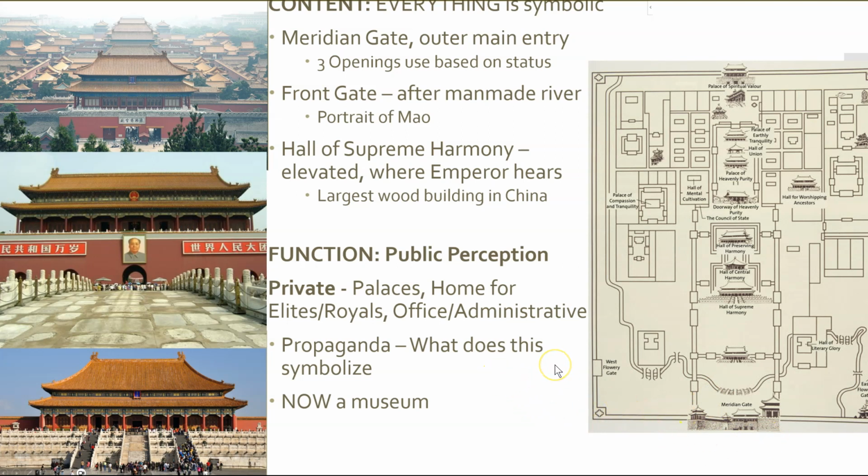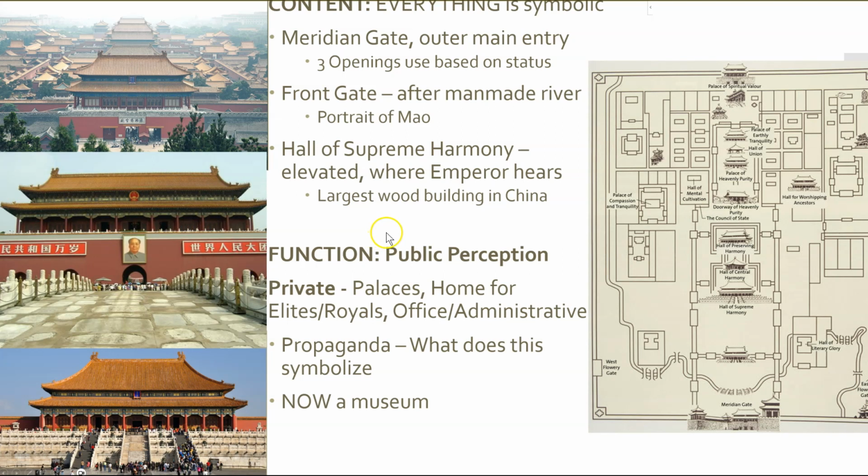There are 3 openings, so based on status, you'd be able to enter. One is reserved just for the emperor of the dynasty. The front gate is this middle one we see here with Mao's portrait. There is a bridge that goes across this man-made river, and there's a big courtyard. So this would be another place that separates different spaces.